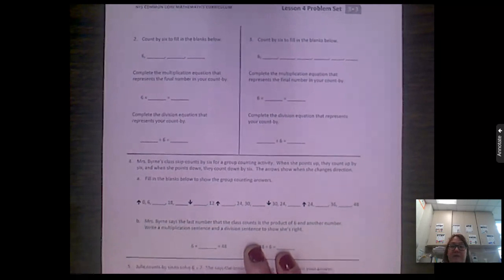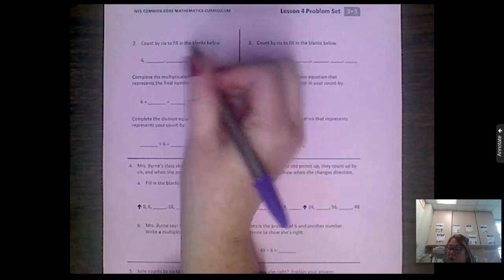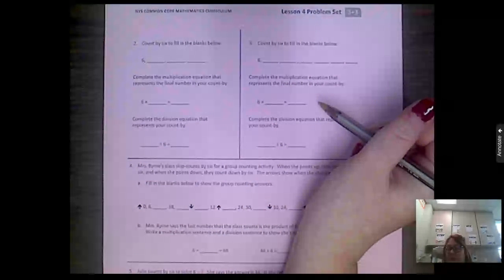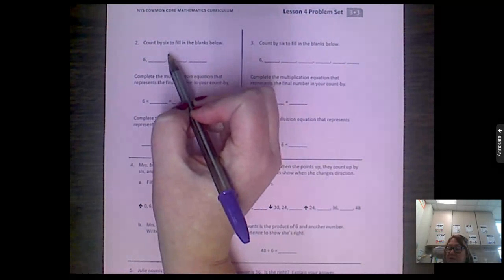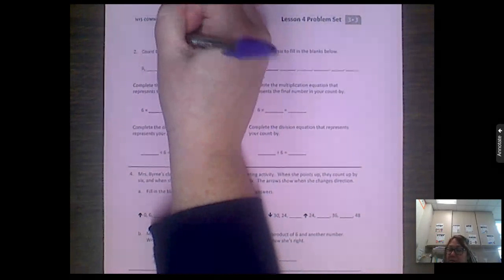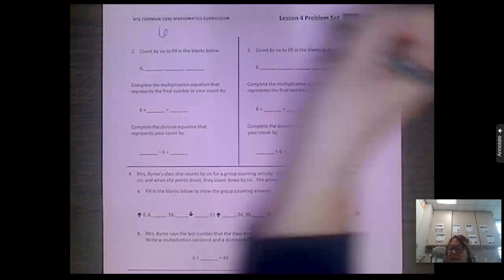Okay, flip it over onto the back, and we're going to try number 2 together, and then I want you to test out number 3 on your own. Okay, so for number 2, it says count by 6 to fill in the blanks below. So we're just going to do our 6s. Ready? And let's actually stick our count by up top here again. So will you fill this in with me? So we're going to do our count by right across the top, so we have it here as well.